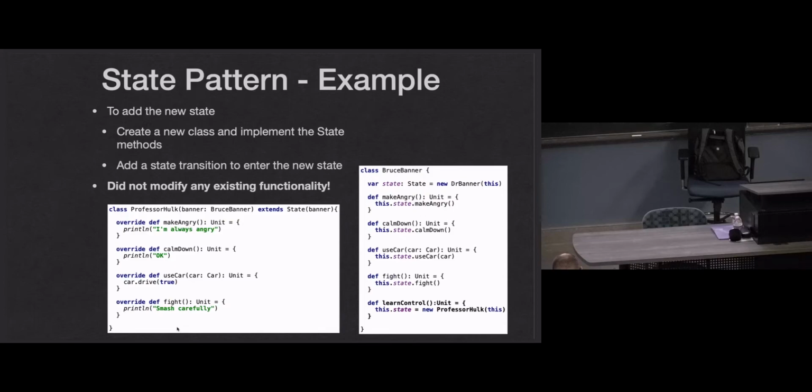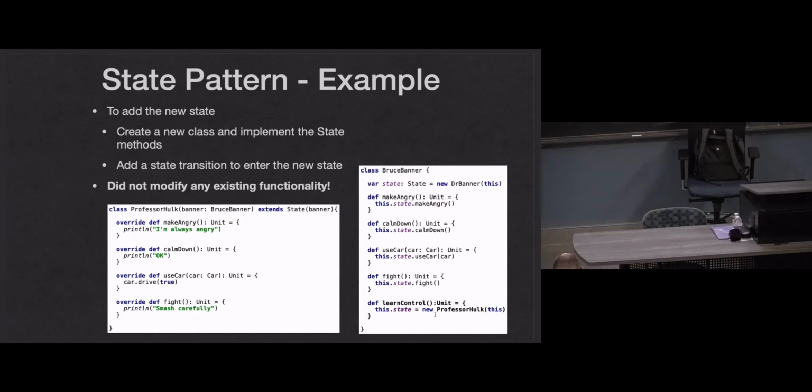But when we're implementing this code, we don't have to think about it too hard. We're just implementing what he should do in this new state. And notice that we didn't modify hardly any of the other code. We didn't even touch the other two states. We didn't touch the state abstract class. All of that functionality just remains.